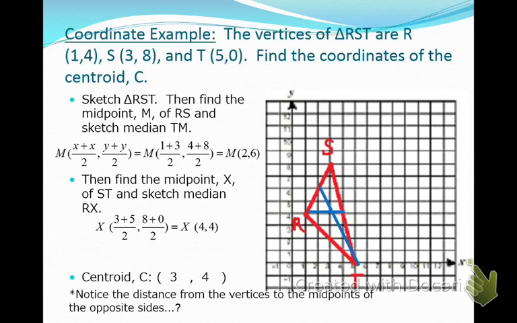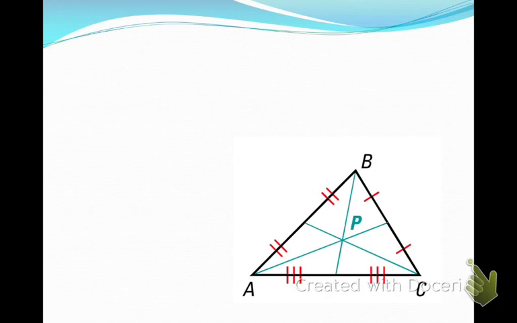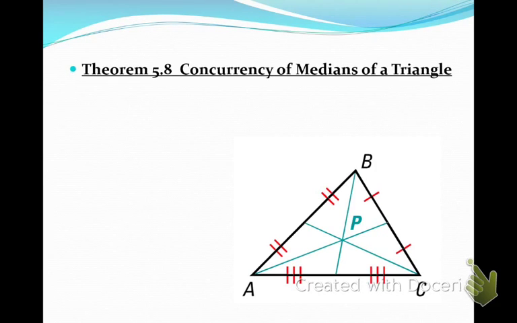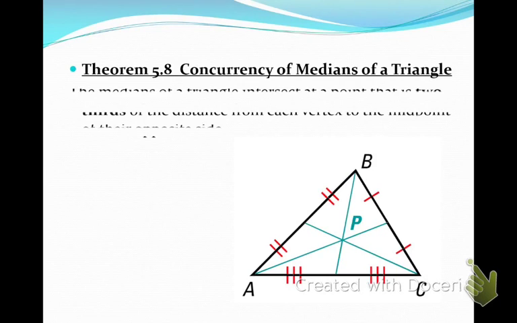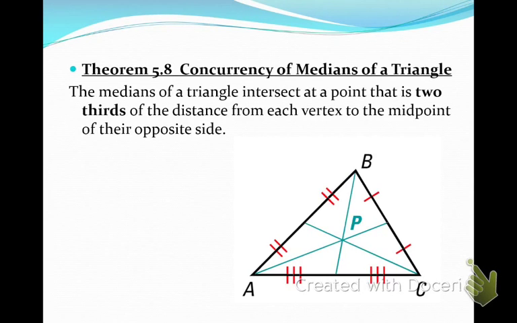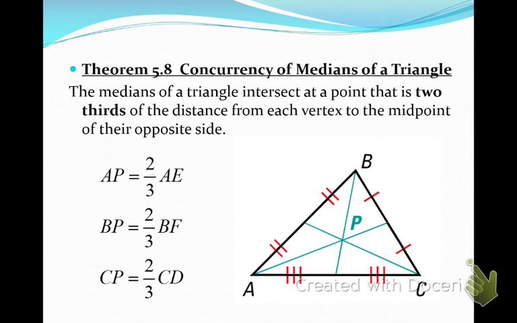It says, notice the distance from the vertices to the midpoints of the opposite sides. The concurrency of medians of a triangle theorem says the medians of a triangle intersect at a point. It is 2/3 the distance from each vertex to the midpoint of the opposite side. So that's saying that AP is 2/3 of the distance of A. This would be E right here.